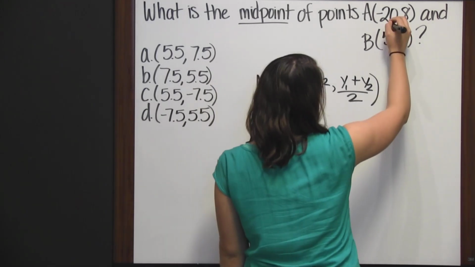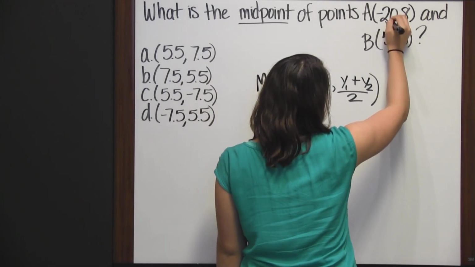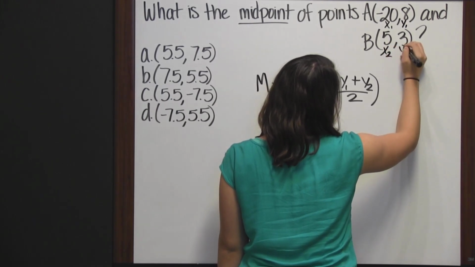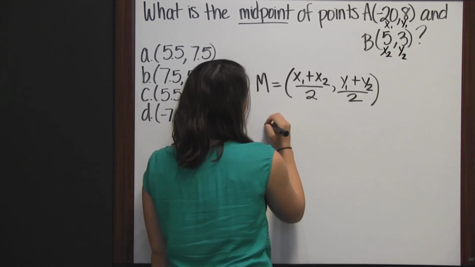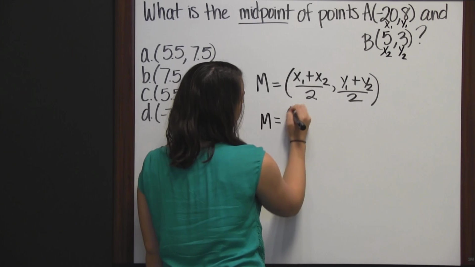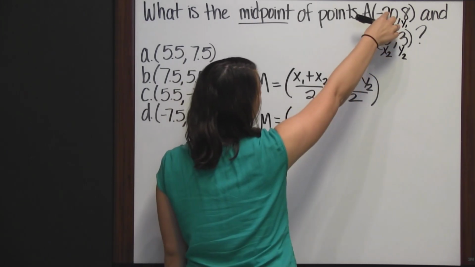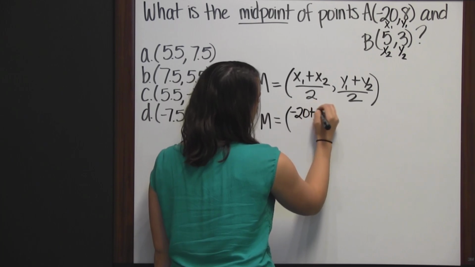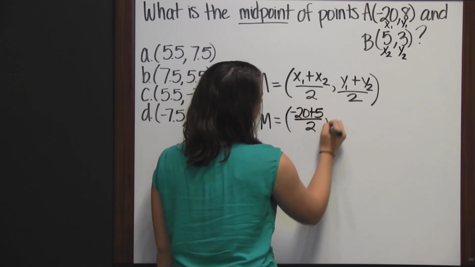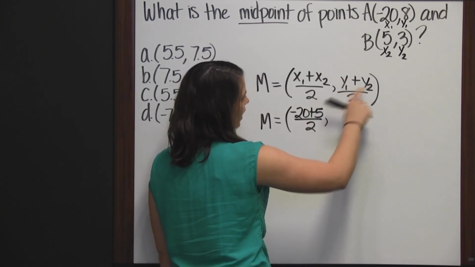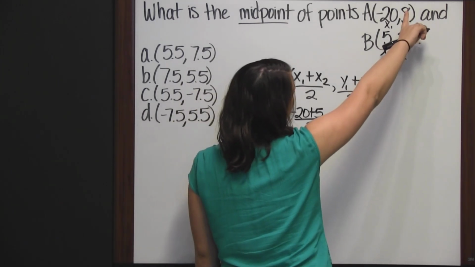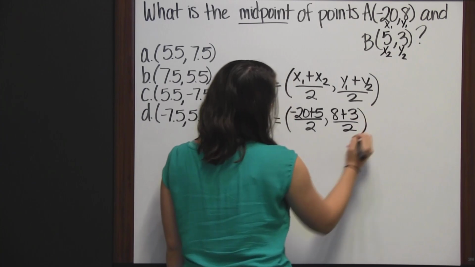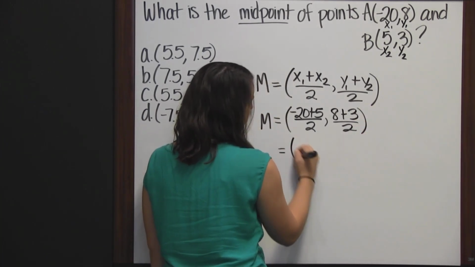So now I'm going to label my ordered pairs x1, y1, and x2, y2, so that now I can substitute. So my midpoint is x1 is negative 20 and x2 is 5. So negative 20 plus 5 divided by 2. And then I'll add my y's and divide by 2. So 8 plus 3 divided by 2. And now we just need to simplify.